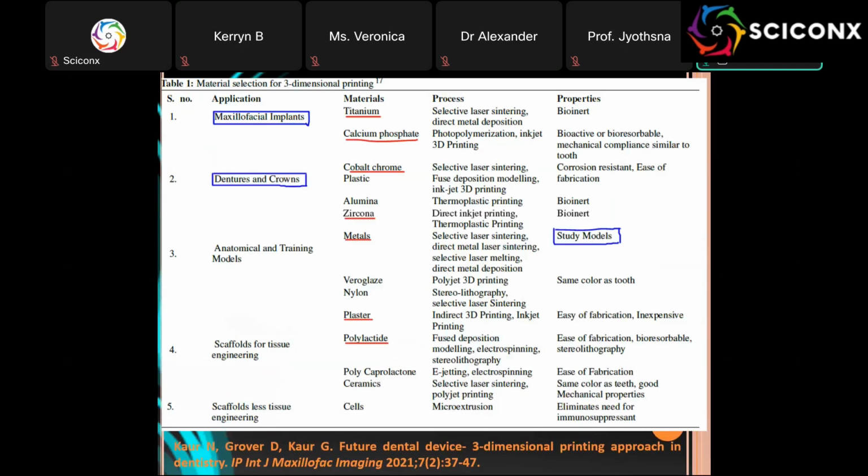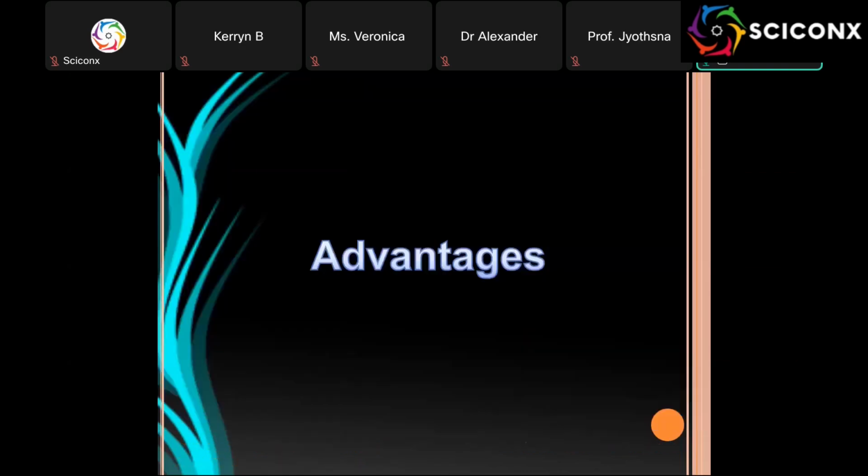But for tissue engineering, we are going to use cells. For the tissue engineering process, the technique that is going to be used is micro extrusion. That is a different technique as compared to the other techniques that we have already discussed previously. It eliminates the need for an immunosuppressant because we are going to use live cells for the scaffold in a tissue engineering process. Okay? So these are the various materials.